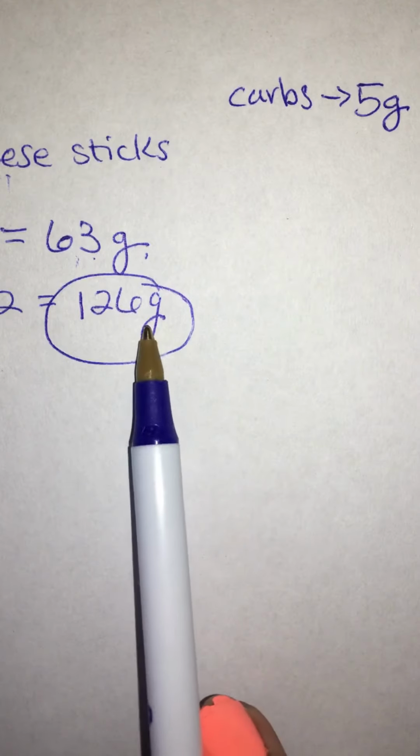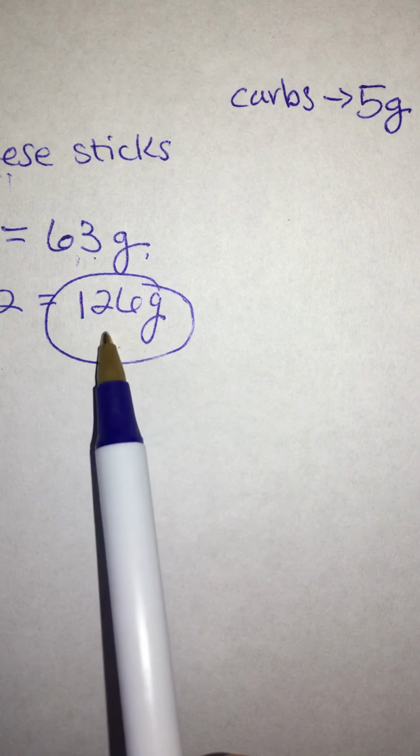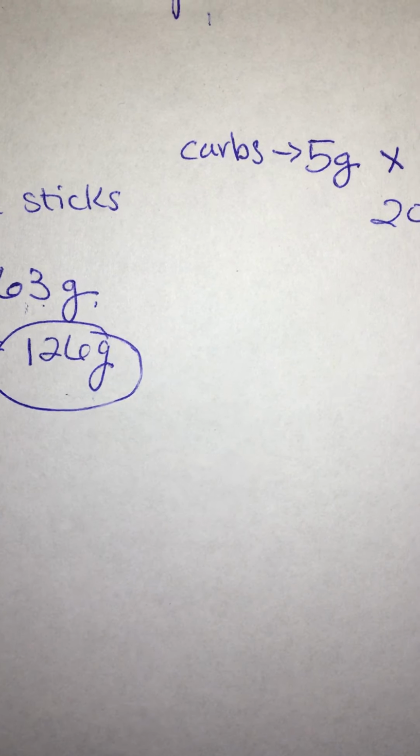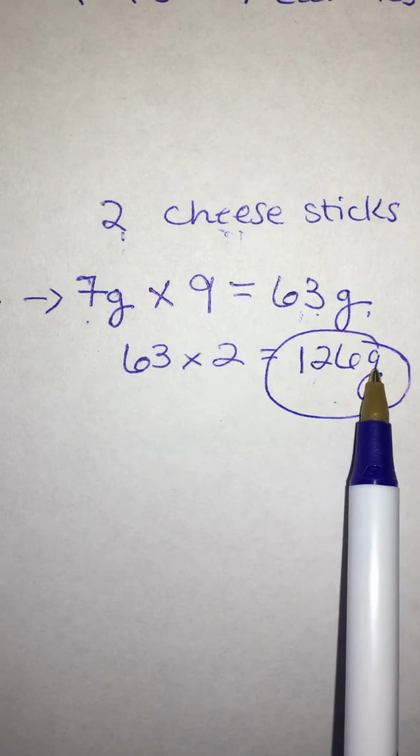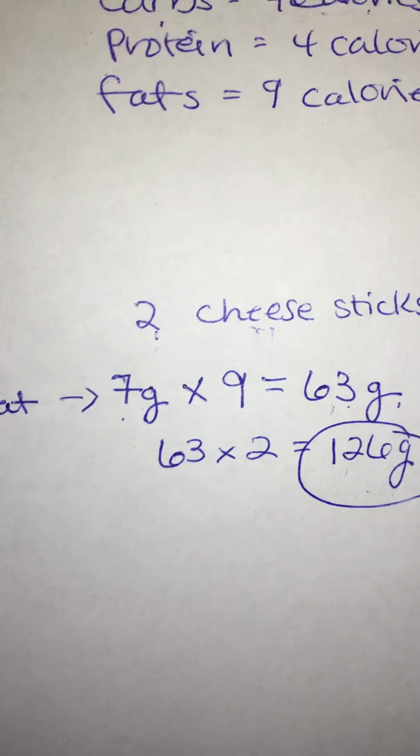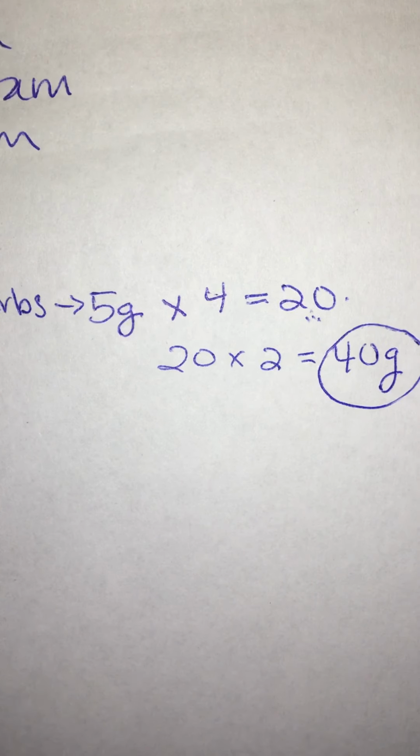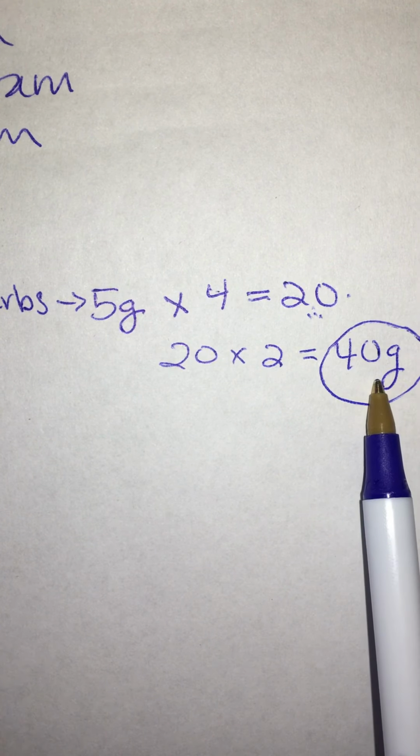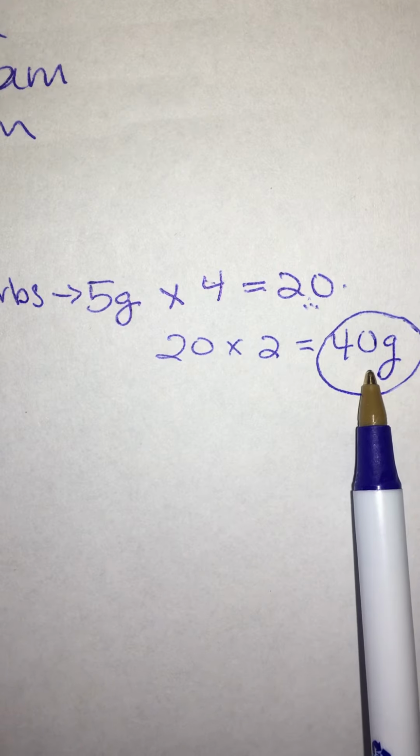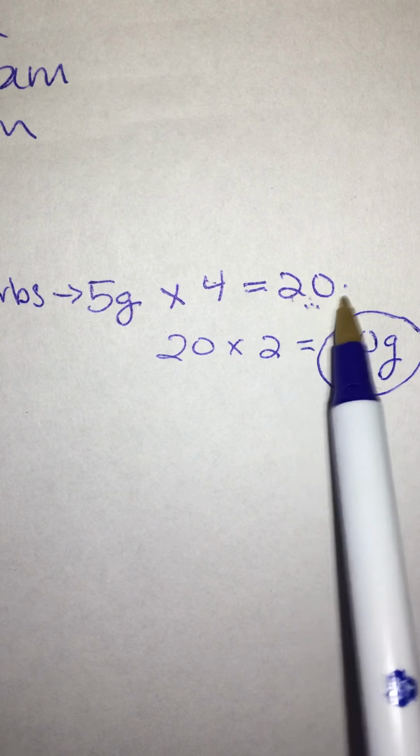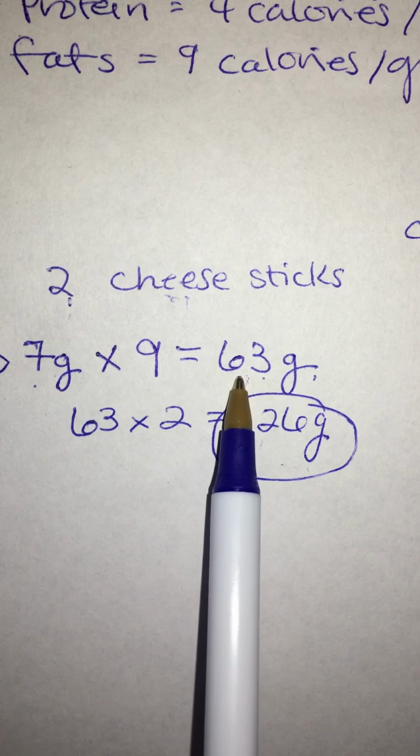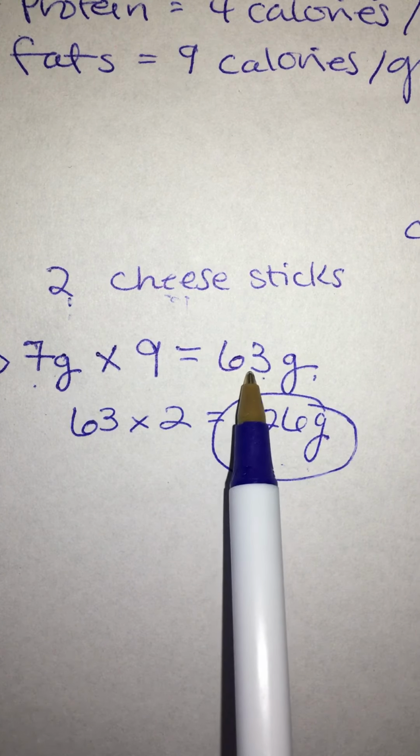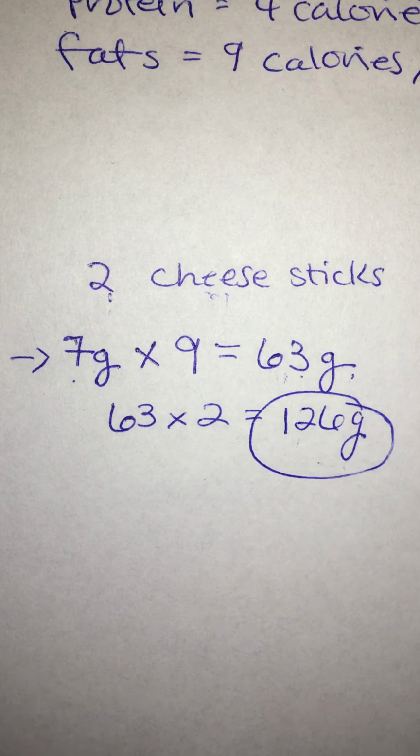So we get 126 calories of fat from 2 cheese sticks, and 40 calories of protein from 2 cheese sticks. Now if I just had one, I would get 20 for protein, right? I hope that makes sense. And same for fat, because it's 1 serving, I would get 63 if I had just 1 cheese stick.